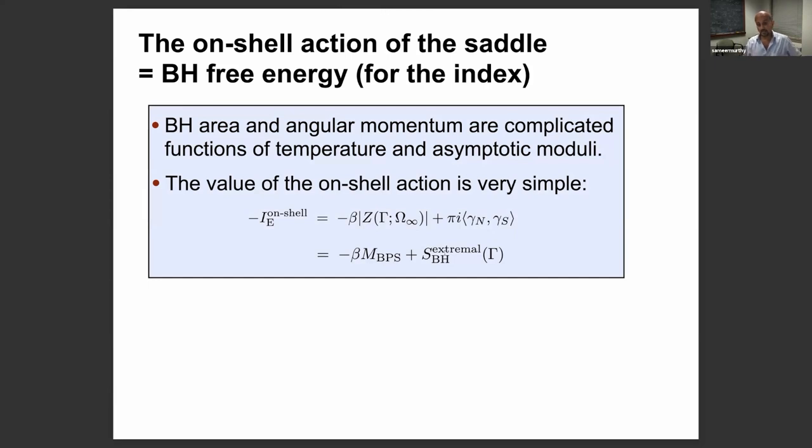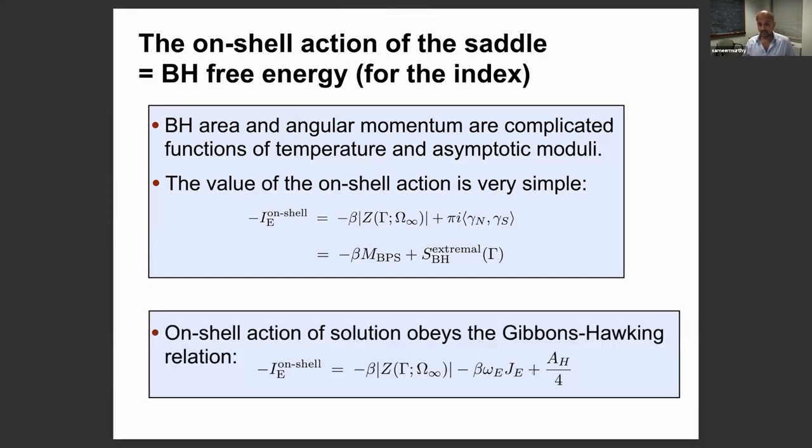Of course, in terms of the area and the angular momentum, this on-shell action is the grand canonical free energy for the variables of energy and rotation. And this area, as I said, is complicated. So these complicated functions assemble into this nice on-shell action, and the value of the on-shell action gives you exactly the value of the index.